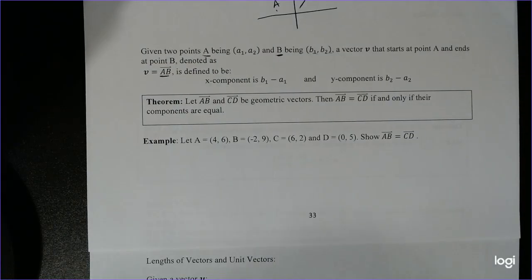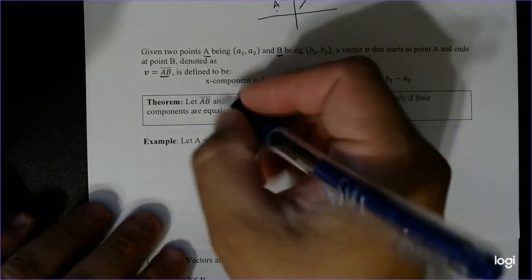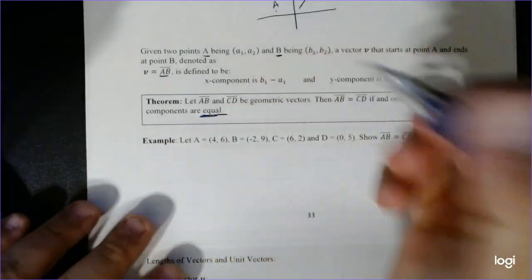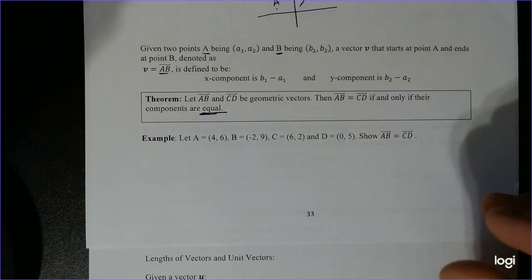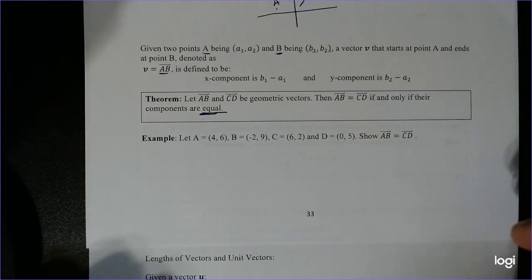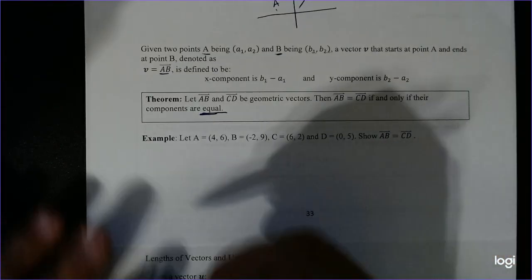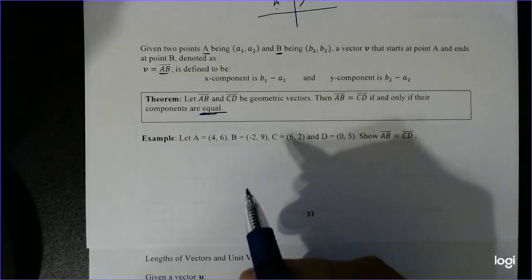So let AB and BC be geometric vectors. Then they're equal if and only if their components are equal, which makes sense. There's no brainer there. We'll talk about scalar multiples in a little bit, but for now, that's basically what our equality is going to be. So let's do a simple example illustrating that fact.